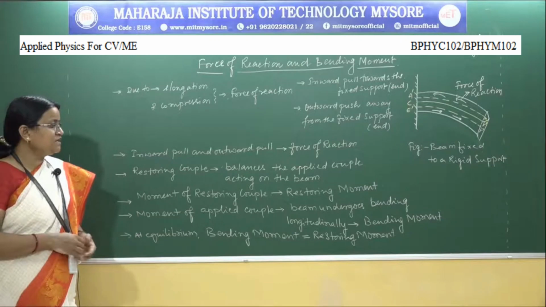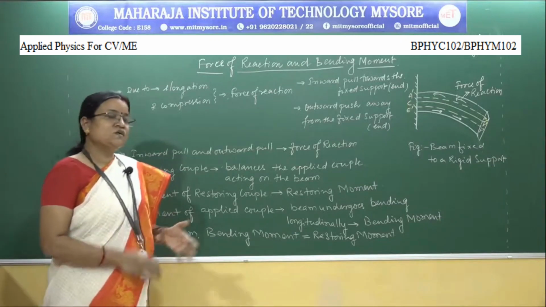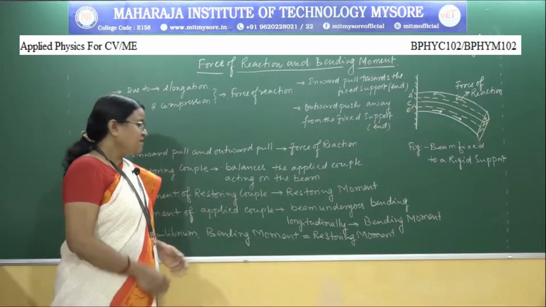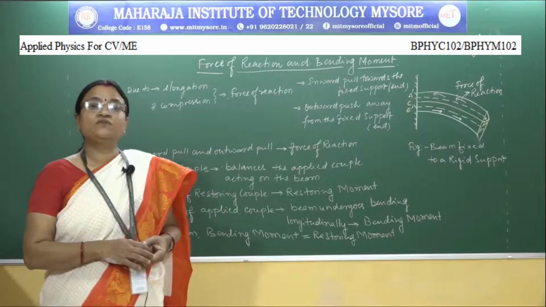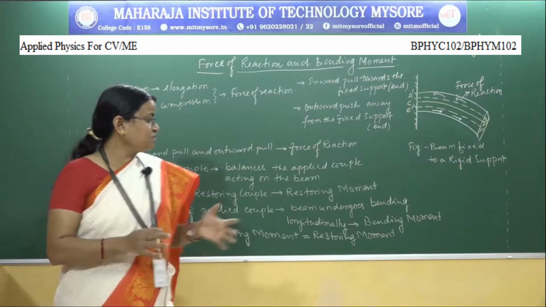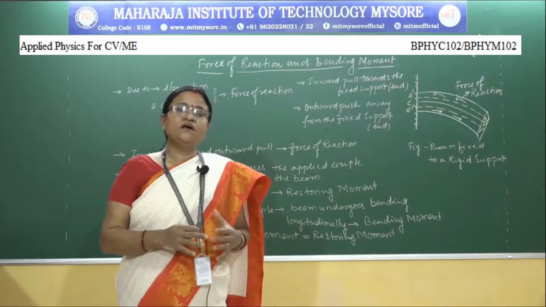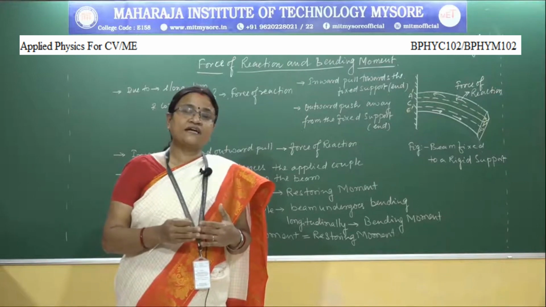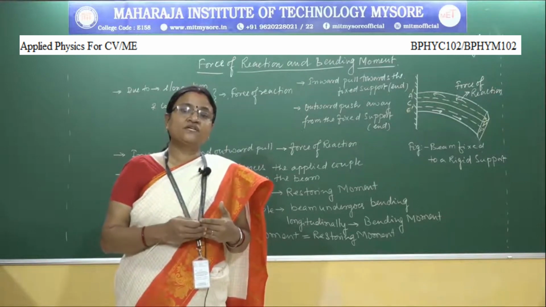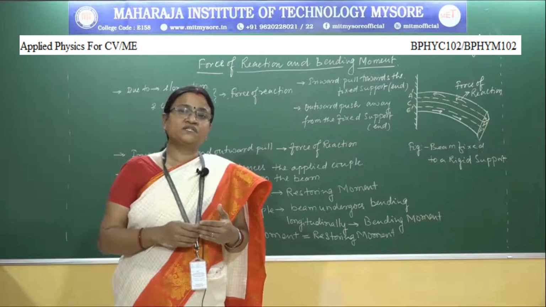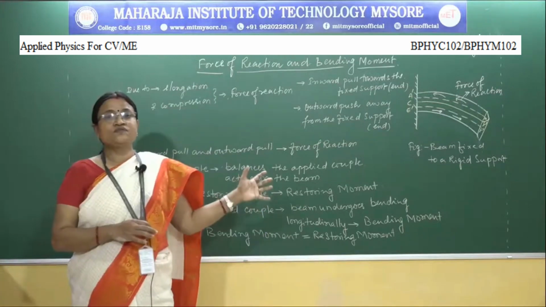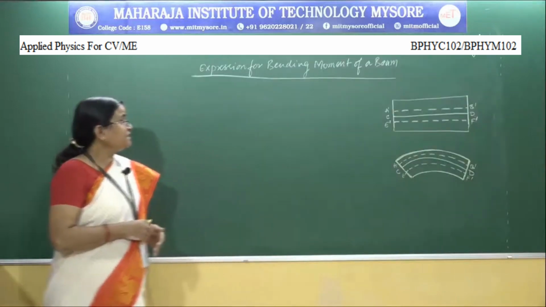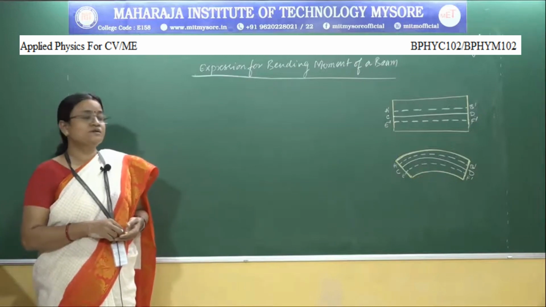So the moment of the applied couple is subjected when the beam undergoes bending longitudinally, we call it bending moment, and at equilibrium the bending moment will be equal to the restoring moment. So this bending moment or restoring moment is due to the force of reaction which acts in inward or outward direction when the beam is subjected to the load, and this force of reaction is due to the elastic nature of the body. So now we will derive the expression for the bending moment of a beam.